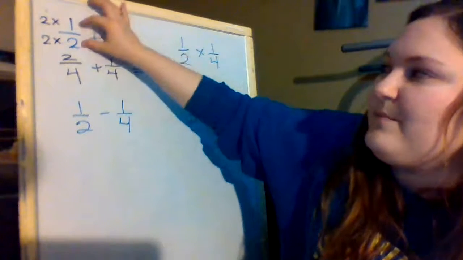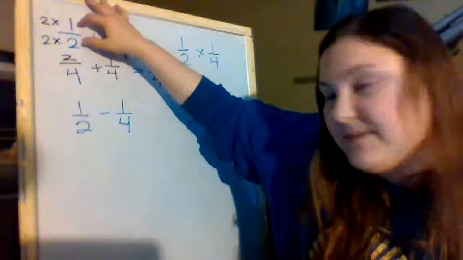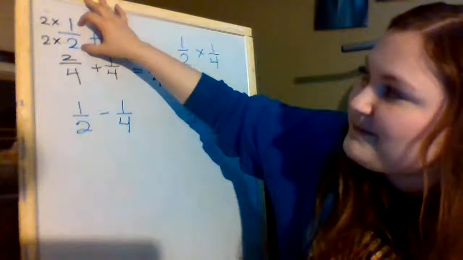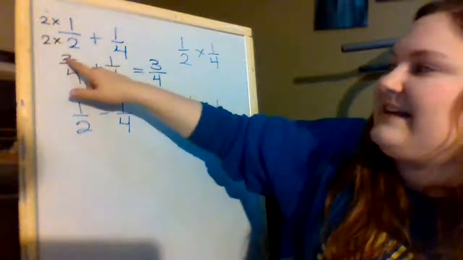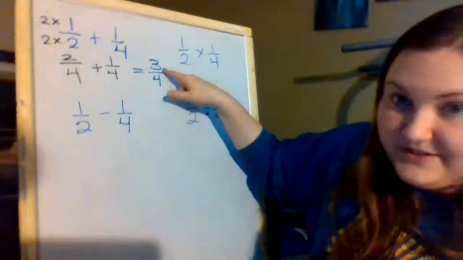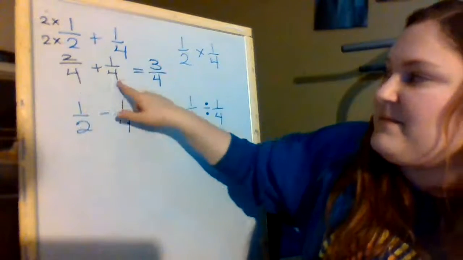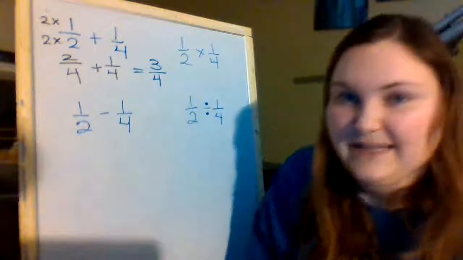When we did that, we multiplied both the numerator, the top number, and the denominator, the bottom number, to get 2/4. And then when we added, we only added those top numbers. We only added our numerators together. And then the bottom number, the denominator, stayed the same.